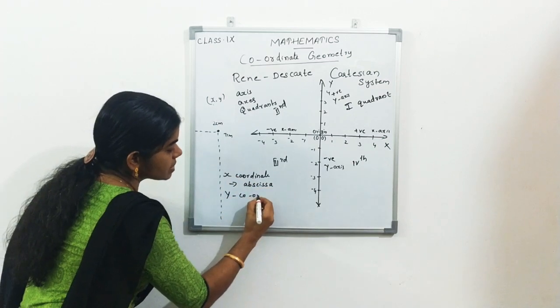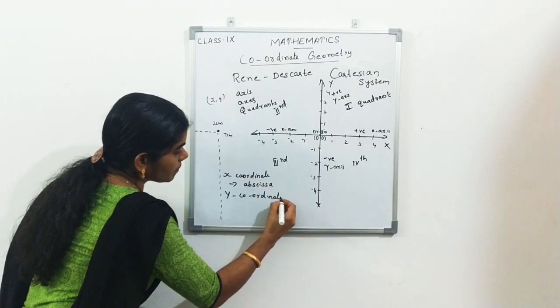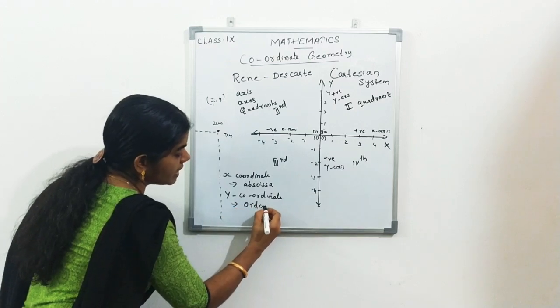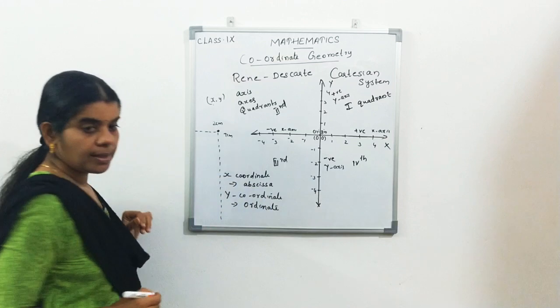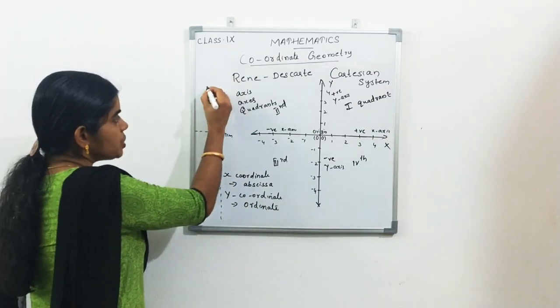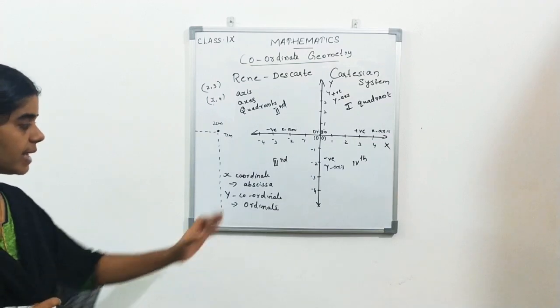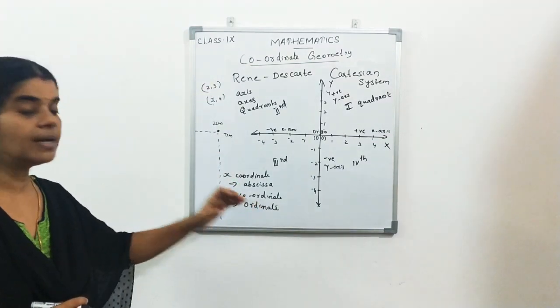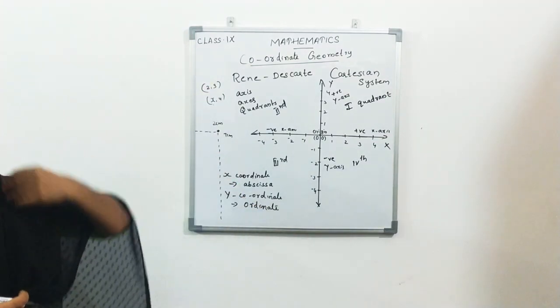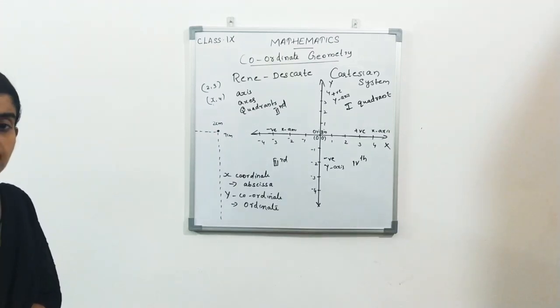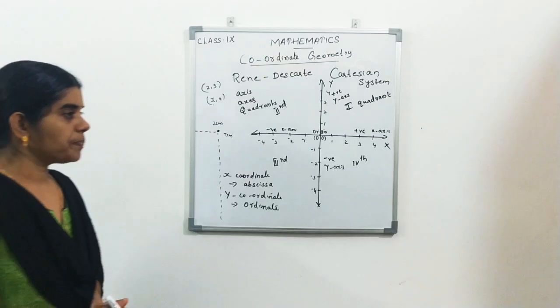The y coordinate is known as the ordinate. O-R-D-I-N-A-T-E. If you are taking 2, 3, what will be the abscissa here? 2 is the abscissa and 3 will be the ordinate. The x coordinate's other name is abscissa and the y coordinate's other name is ordinate.